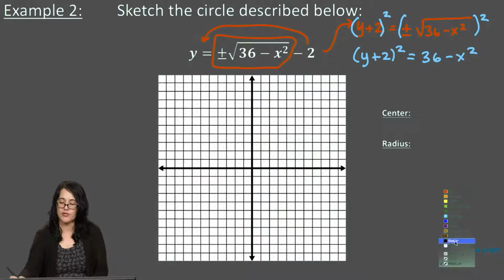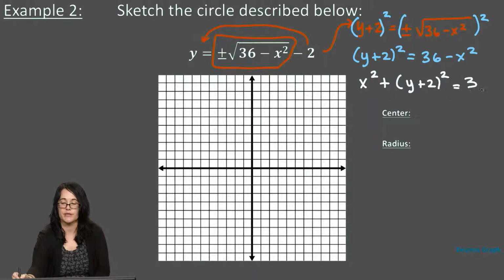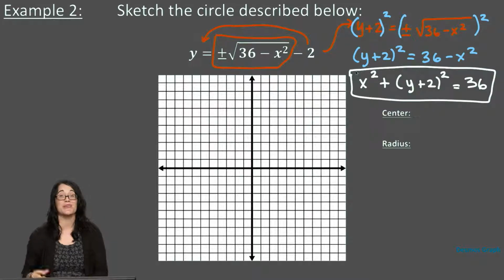I need to move x squared to the left side by adding it to both sides. Now I have x squared plus parentheses y plus 2 quantity squared equals 36. This is now in standard form. If you want to be super specific, you are welcome to write parentheses x minus 0, close parentheses, to the second power. If you really want to tell the reader 0 is my h, that's perfectly fine.